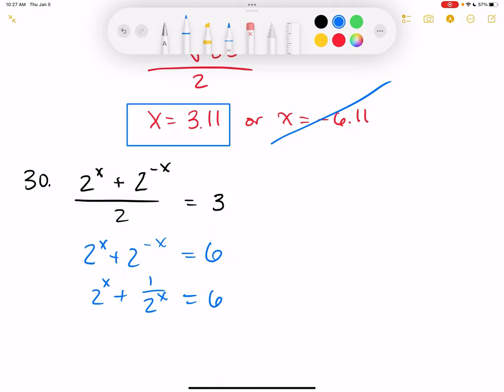Now, I don't like fractions. Me either. So I'm going to multiply the entire equation by 2 to the x.